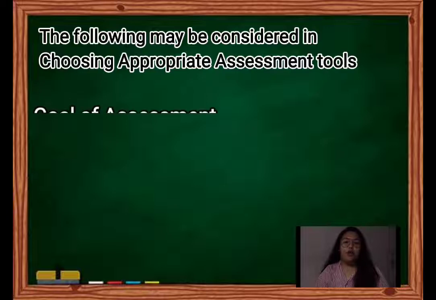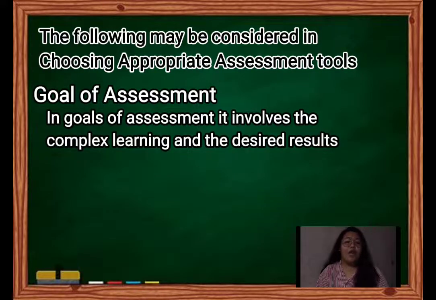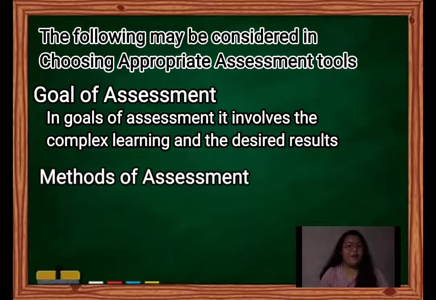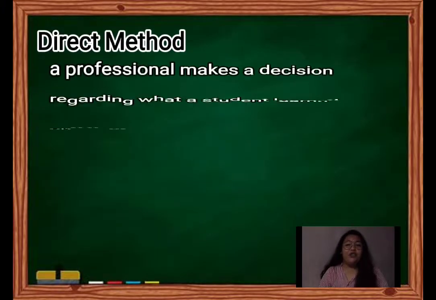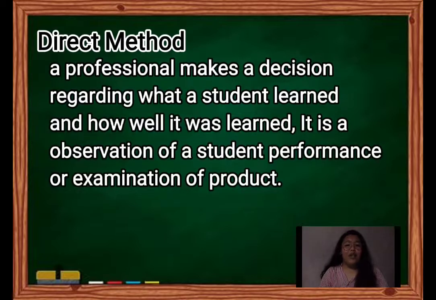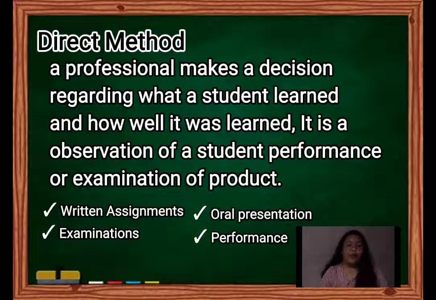The first one is the goal of assessment. The goal of assessment involves the complex learning and desired result. The second one is the method of assessment, which is classified into two: direct and indirect methods. Direct assessment: a professional makes a decision regarding what a student learned and how it was learned. It is an observation of a student's performance or examination of a product. Examples are written assignment, examination, oral presentation, and performance.